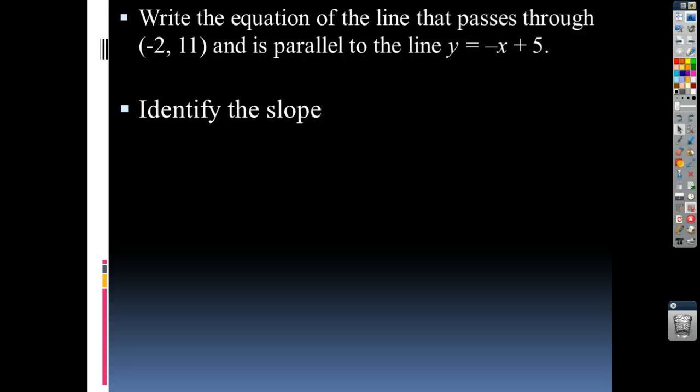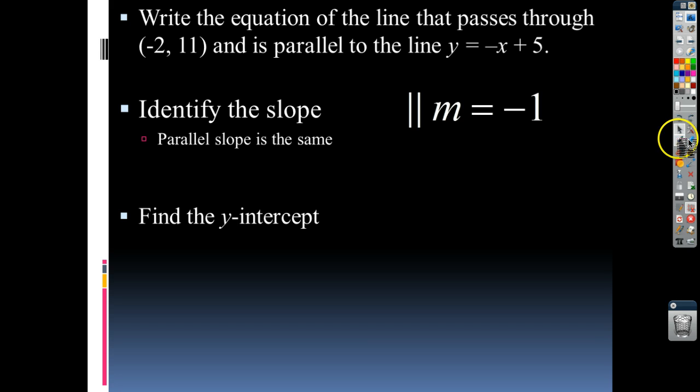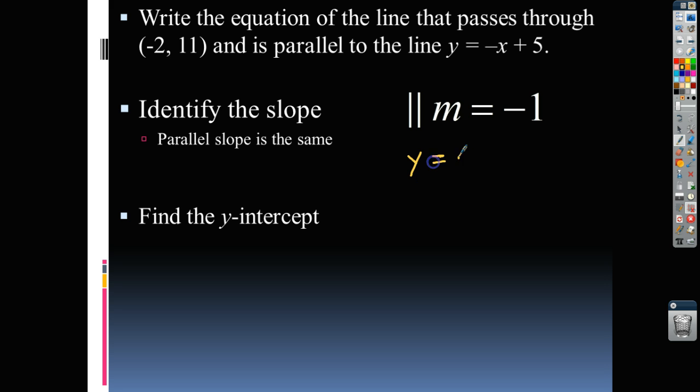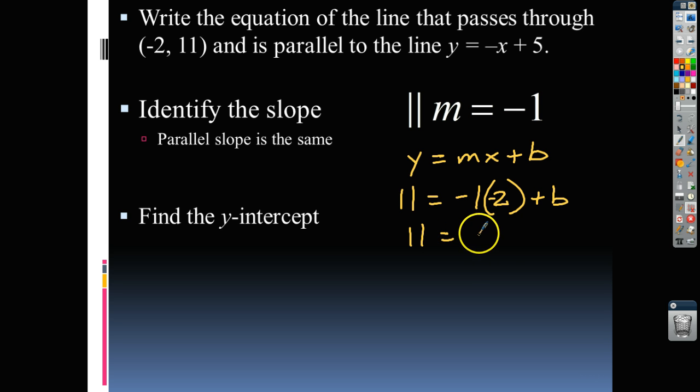All right, first step. Let's identify the slope. My slope here is going to be -1. Parallel slope is the same, so my parallel slope is -1. Now, let's find the y-intercept. I know that it's y equals mx plus b. So I'm going to plug in my point, and I get 11 is equal to -1 times -2 plus b. That's going to be 11 is equal to 2 plus b. So b must be 9.